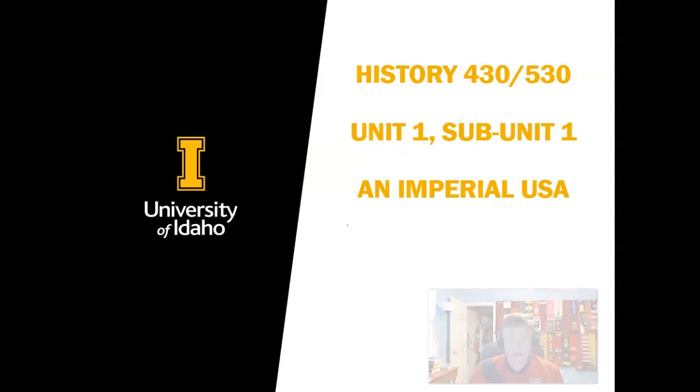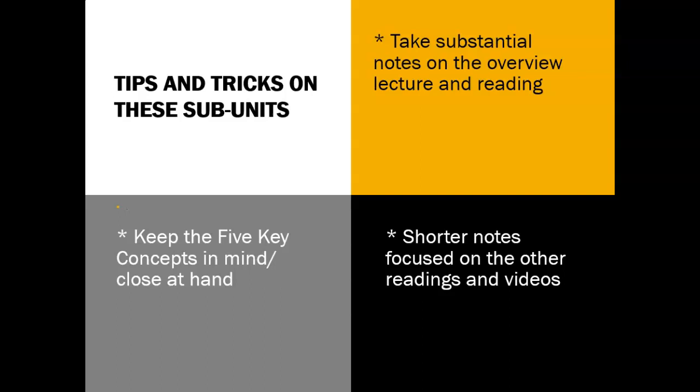And I do have a suggestion for how you engage with them, so let's go to the next slide and see how that works, where I hope you take some substantive notes on what I talk about here for the major themes. I hope you take some substantial notes on the overview readings, which will come from our textbook. Then I hope you have a list or you've memorized the 5 key concepts, because as you take shorter notes on the other readings and videos that I've assigned for each subtopic, you can make sure you're paying attention to the key concepts in addition to the specifics from those themes. And that's because you're going to be tested on your ability to connect those things together. So that's what we'll be up to.